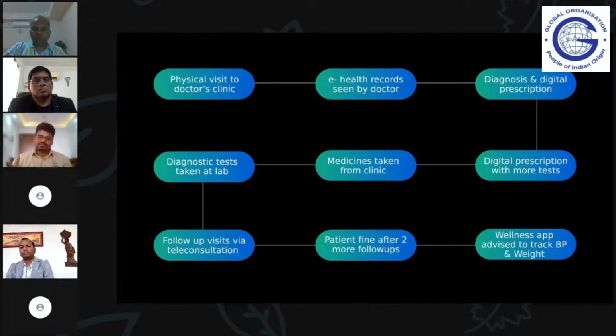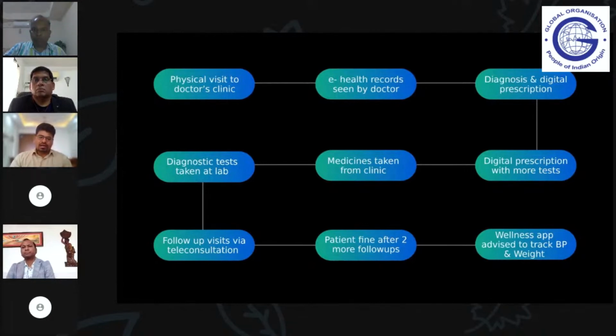This digital prescription will have the tests and the medicines. And now the patient has both options, whether he wants to buy from the nearby clinic or an outside pharmacy, or online also. So in this case, the patient will go to the pharmacy near the clinic, and there he will buy the medicine, as well as do the diagnostic test at a nearby pathology lab.